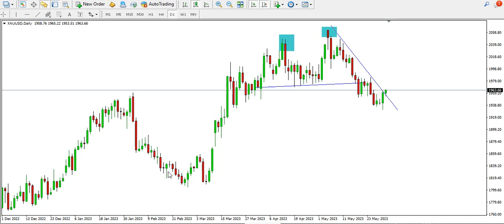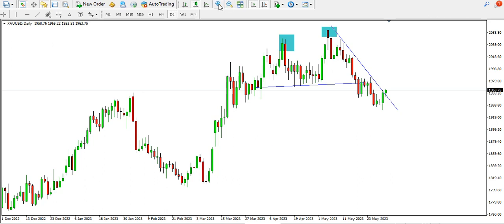Today we'll be looking at how we can scalp gold and the foreign exchange currency pairs on the smaller time frames. But before we go to the smaller time frames, we are just going to take a look at what has happened on the daily time frame and the 4-hour time frame. I'll be starting with gold, XAUUSD, on the daily time frame.